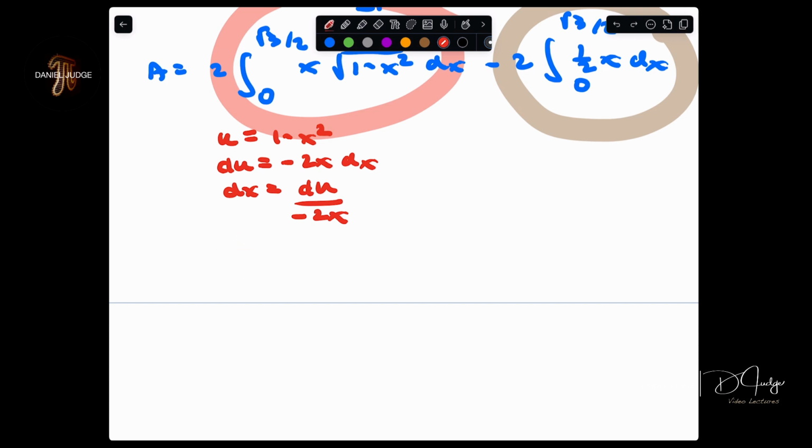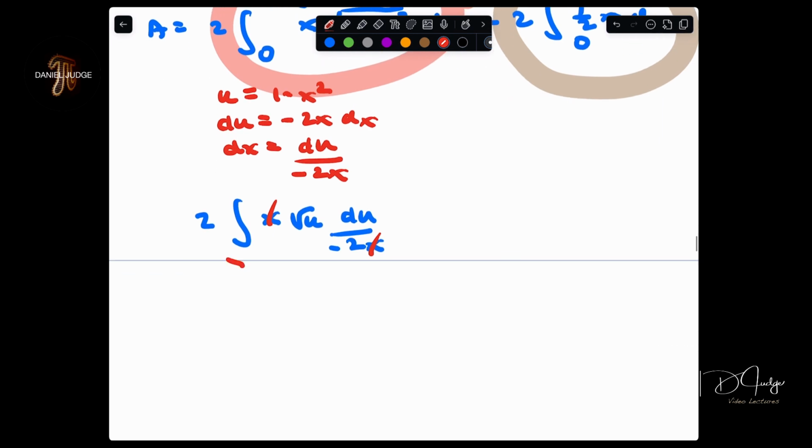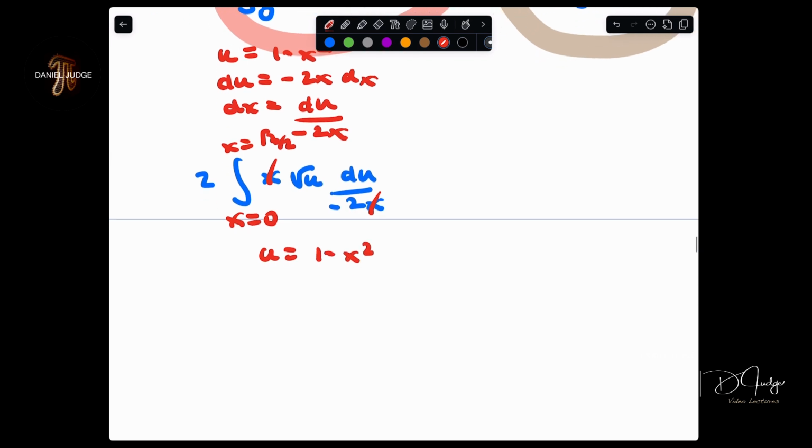Well, 2x square root of u, dx is du over minus 2x. Cross out your x's. This is x is 0. This is x is square root of 3 over 2. Now you have to convert that to u. So we know u is 1 minus x squared. So if I put 0 for x, that u now becomes 1.